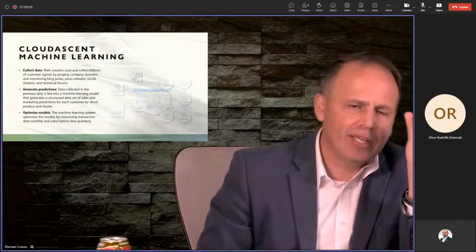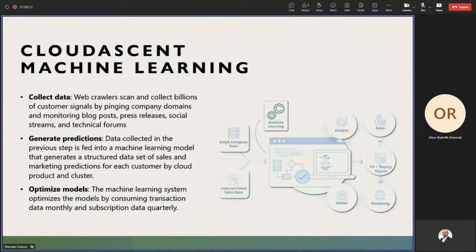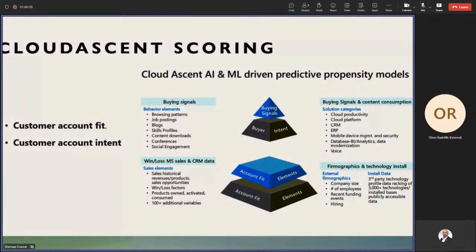I'm going to skip through this because you understand the business segments. But what Cloud Ascent and machine learning really is: first, they use web crawlers to collect and scan billions of customer signals by pinging company domains, monitoring blog posts, press releases, social streams, and technical forums. Then they feed that into machine learning models that generate a structured data set of sales and marketing predictions. Lastly, they optimize that and get it out to the partner base. What's interesting to note, and this is the Valhalla of what we would love to do with our customer base, because a lot of our partners set it and forget it. They forgot, right?